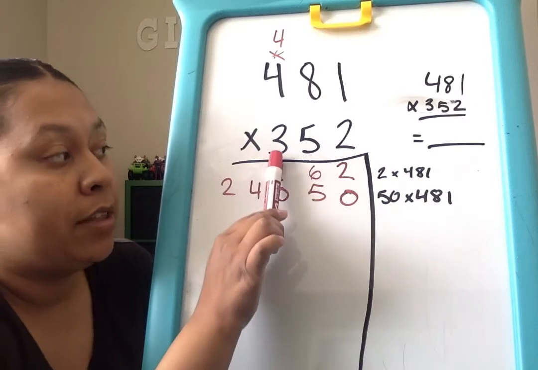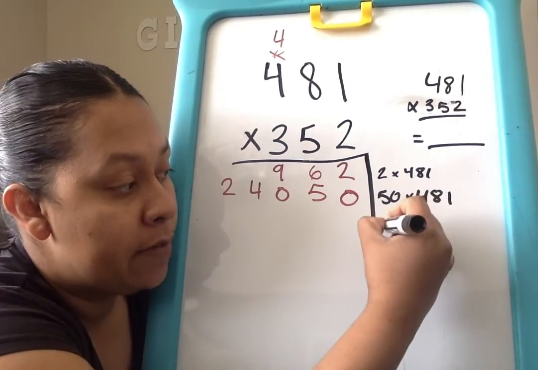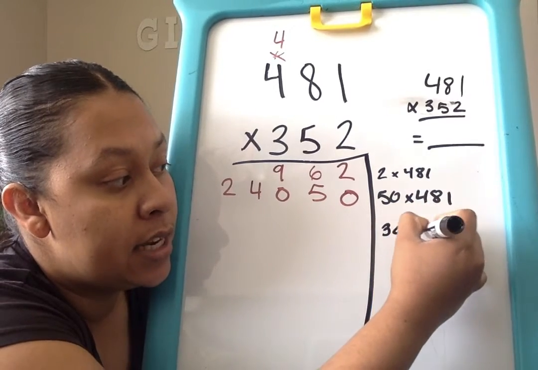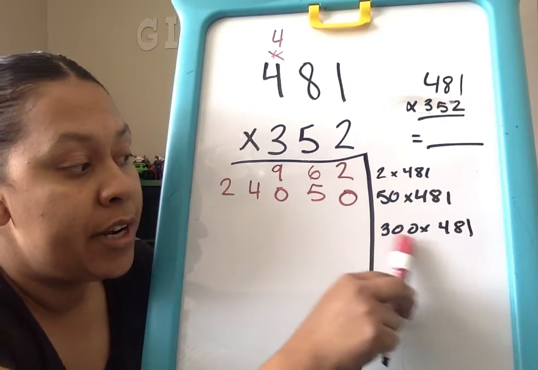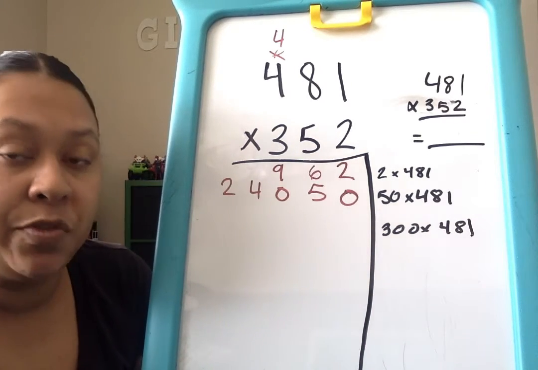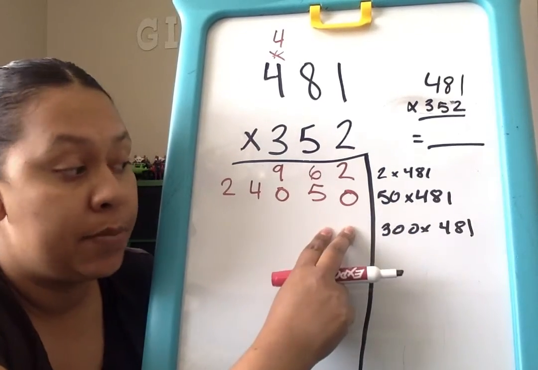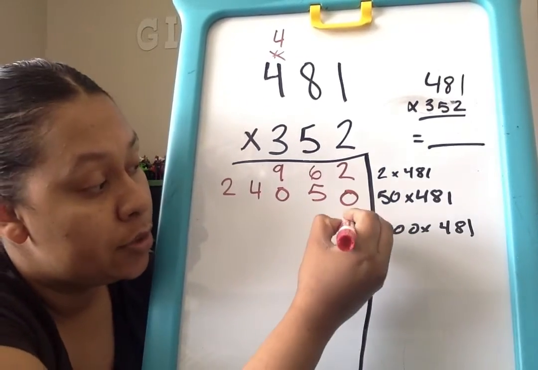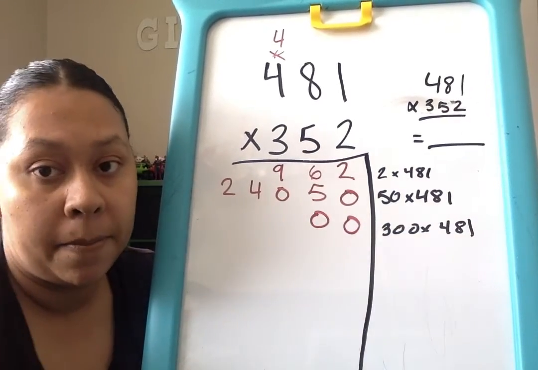So now we need to multiply the 3. The 3 is in the 100 place. So we have 300 times 481. So 300 times 481 is also like 3 times 481, but we have 2 powers of 10. So first let's plug in 2 powers of 10. So 0 here and 0 here.